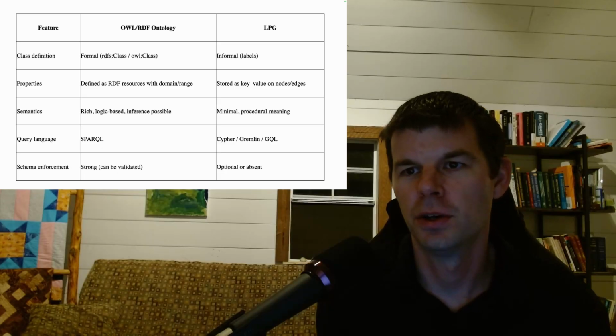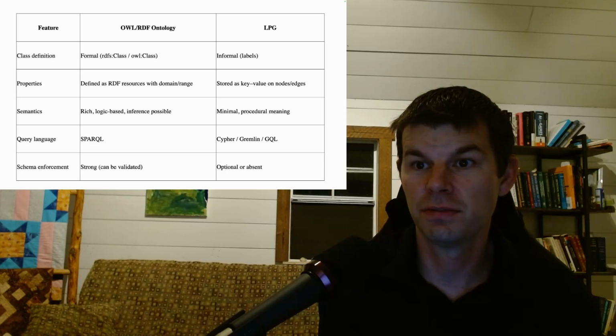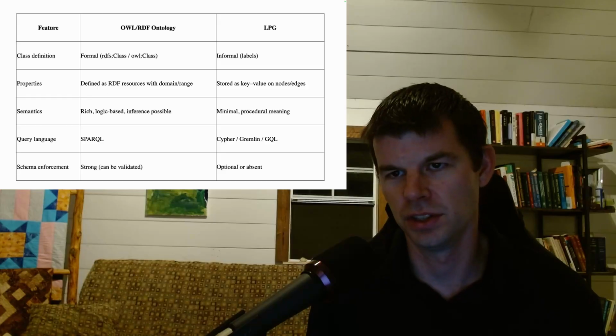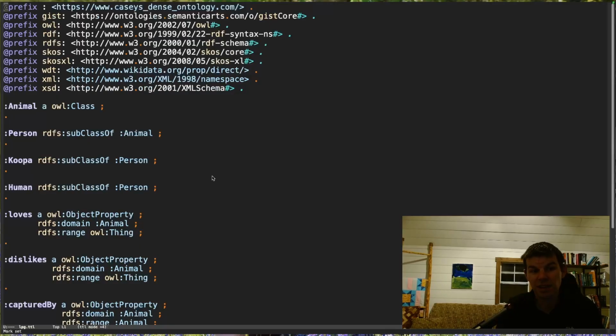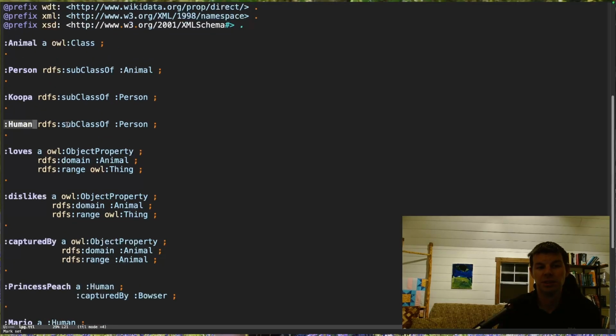And to just hammer this home one more time, let's take a quick look at what a representation in Turtle would look like for the Mario Bowser Peach bit versus what the Cypher query that's going to generate that in a Neo4j graph. So you can see we have a Turtle file here. And if we want to say things about Princess Peach and Mario, like Princess Peach is a human and that she's captured by Bowser, well, we need to define what a human is, right? So we're going to need to represent human, the class, and that's a subclass of person, just like Koopa, and person is a subclass of animal, etc.